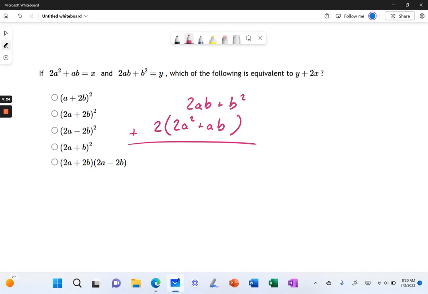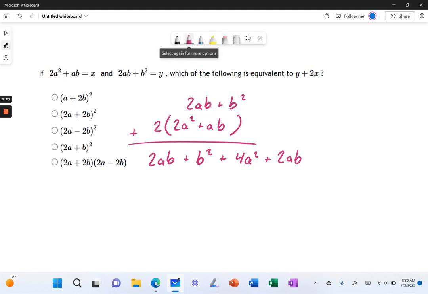So you can think of it like elementary school addition if you want. This becomes 2ab plus b squared, right? That's the y portion. And then the x portion is this, 4a squared plus 2ab. Okay, I just distributed that 2 right here. Now, next thing we have to do is probably combine some like terms.